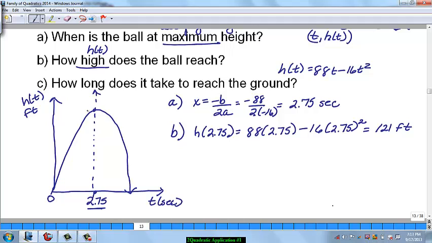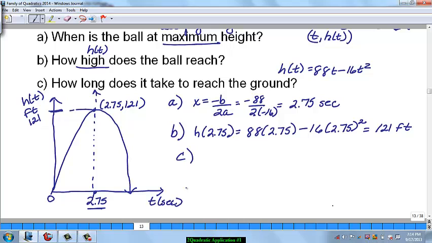So right here, this is 121 feet right here, where it hits. This is really the point, 2.75, 121. That's the point that's on that graph, right at the point. That's your vertex or your turning point, and it's a maximum.